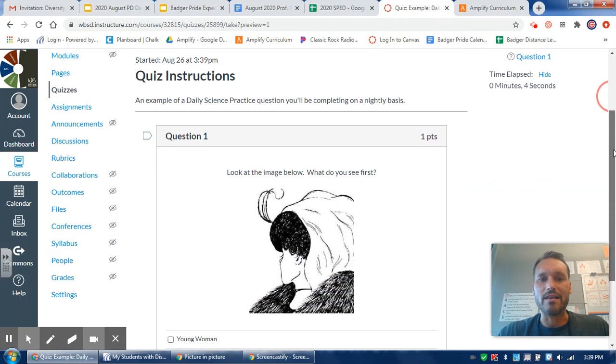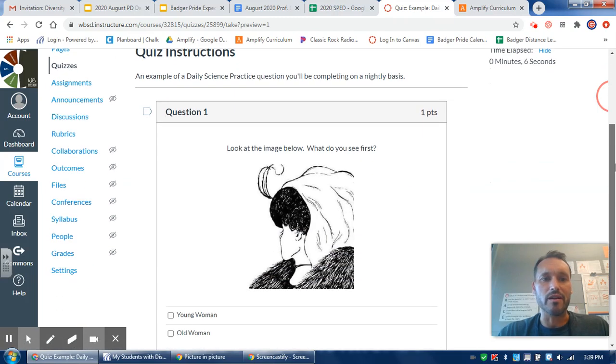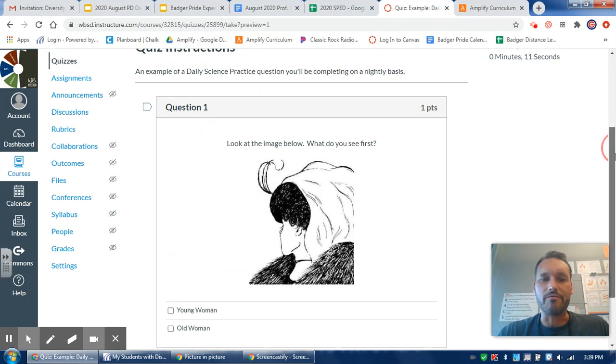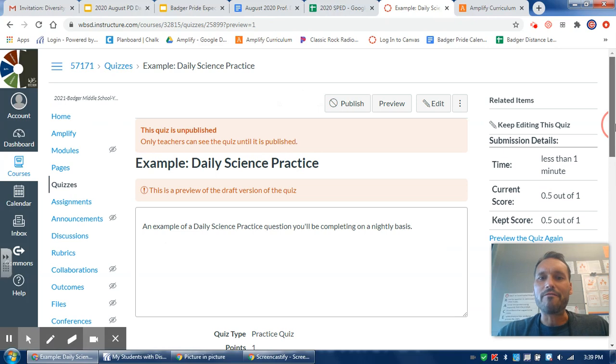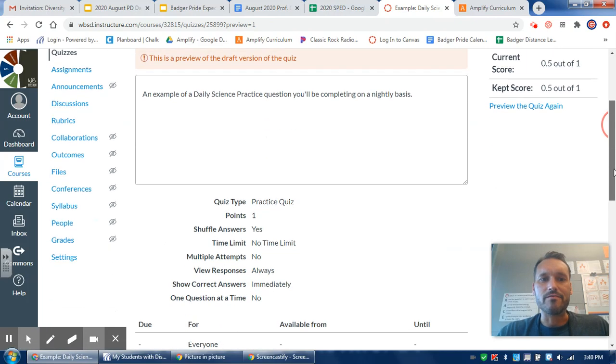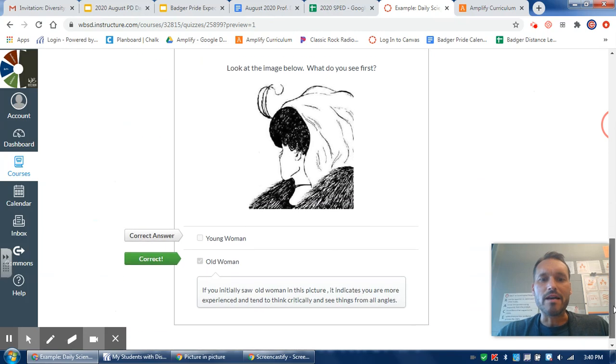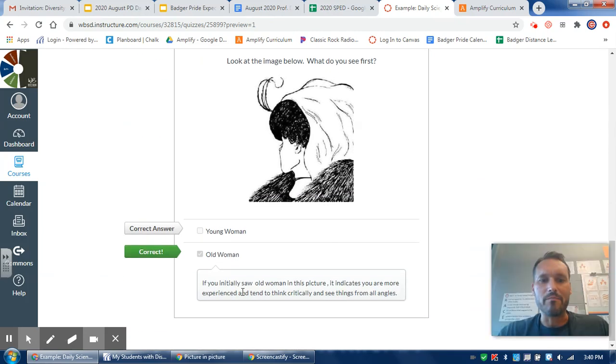So when you look at today's quiz question or daily science practice, it says, look at the image below. What do you see first? And I'm just going to say that I saw the old woman. And I submit my quiz. You get immediate feedback in most of these. If you scroll down, because I chose the old woman, since I saw her first in the picture, it indicates that I'm a more experienced person and tend to think critically and see things from all angles.